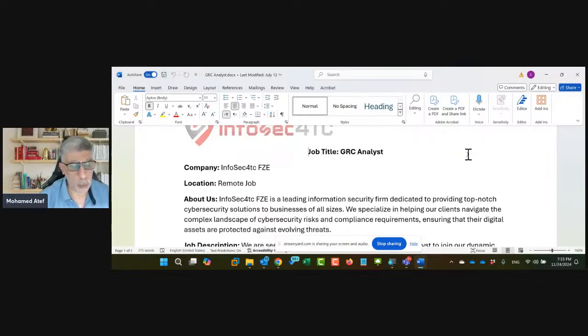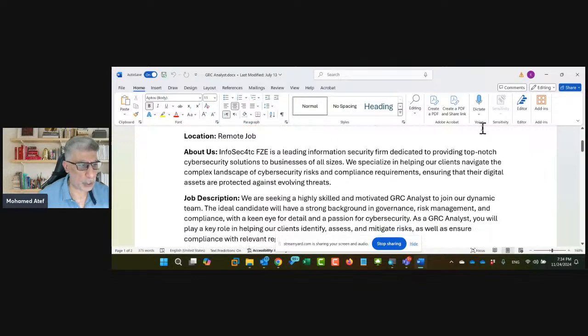So the best way to understand exactly what skills are needed is to go through any GRC job description. When you read a job description, you will get to know more about the skills needed to qualify yourself for a position like that. So this is a real GRC analyst position.